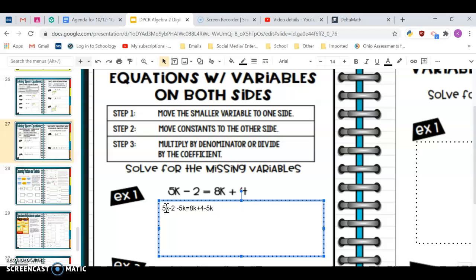So on this side, 5k minus 5k just leaves me with this negative 2 here. The only thing that's left is negative 2. I'm just writing these in the same spot so we can keep up with everything that's changed. Now on this side, I have 8k minus 5k, so 8 minus 5 is 3, and we put that k on there because they both have k's. So that's 3k plus 4.